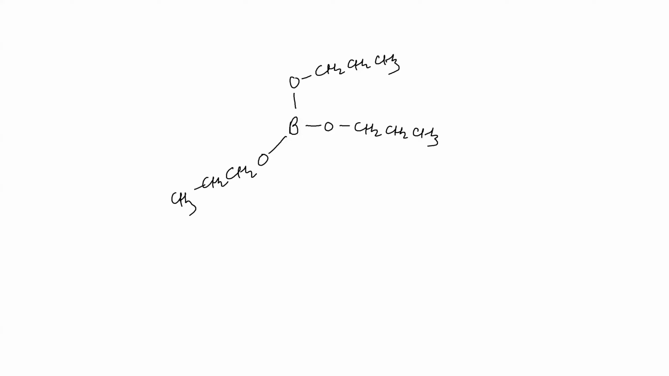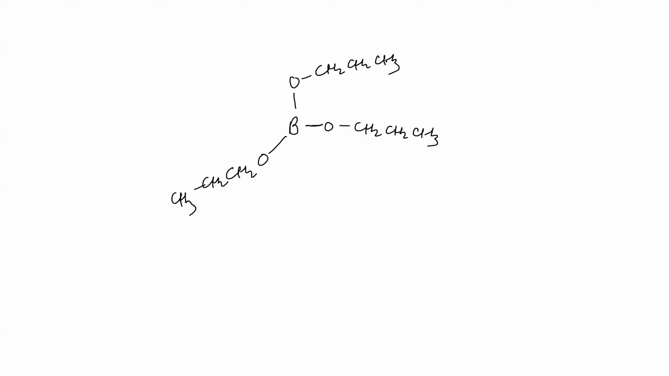So gradually, what happens to boron? All the three CH2, CH2, CH3 groups convert into O-CH2, CH2, CH3. Understood my point? Got the point? That is one part. And then what do we do?